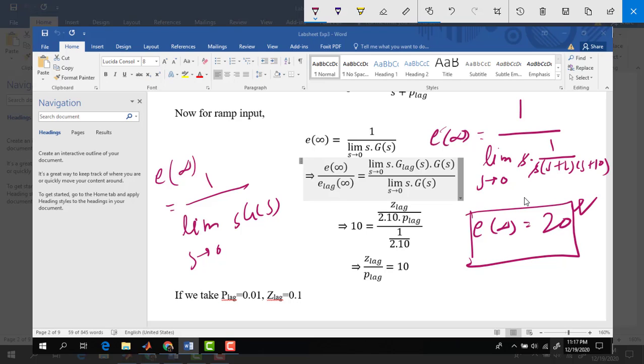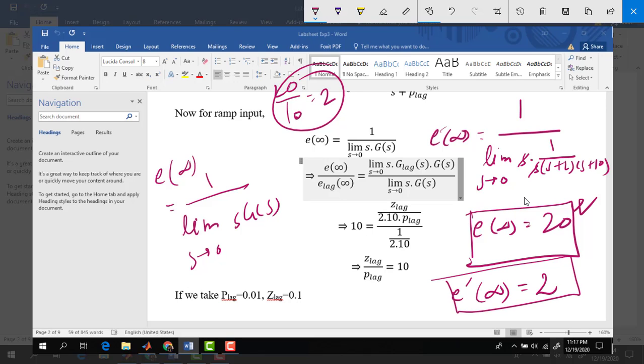When we compensate, this error will become e dash infinity, it will be 2. Why 2? Because we are asked to improve the steady state error by 10-fold. That means if the error was 20 previously, now the error should be 2. Now we can back calculate this to get our z lag and p lag. Let's do that.